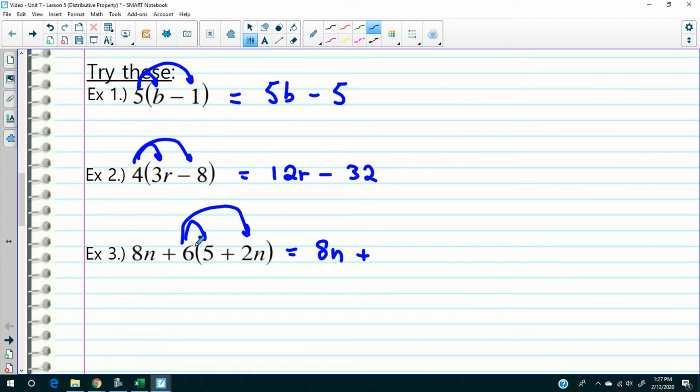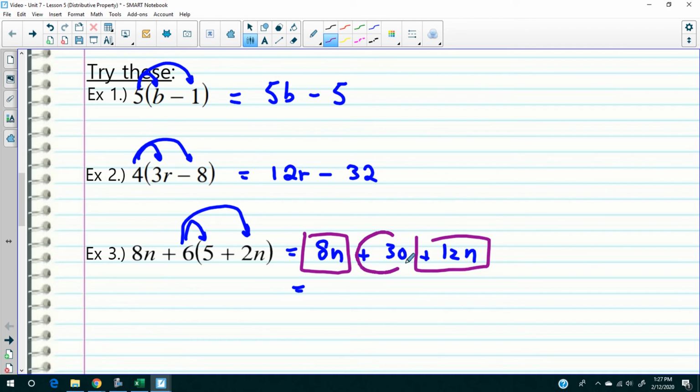So plus 6 times 5, that's 30. Plus, right, this plus 6 times 2n, what do you think that is? Right, 12n. So that, now, look at this. Who's in the same family? Right. These 2 are in the same family, right? The n family, and then you got the number family. So again, letters come first. That's 20n plus 30. And there you have it, okay?